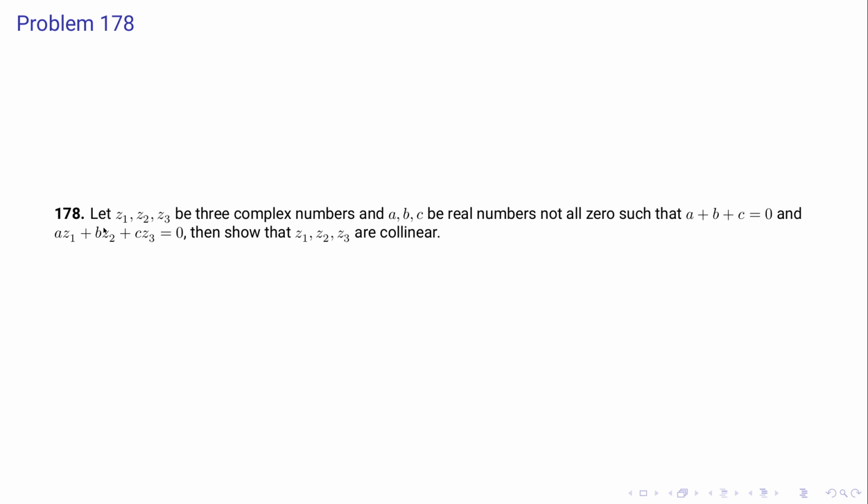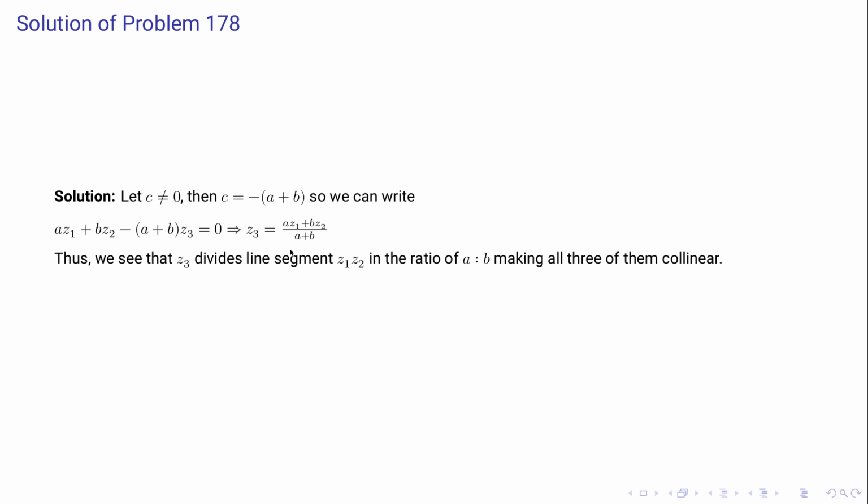Problem 178 says: let Z1, Z2, Z3 be three complex numbers, and A, B, C be real numbers, not all zero, such that A plus B plus C is equal to 0, and A Z1 plus B Z2 plus C Z3 is equal to 0. Then show that Z1, Z2, Z3 are collinear. So C is not equal to 0, and A plus B plus C is equal to 0, so C is equal to minus (A plus B).